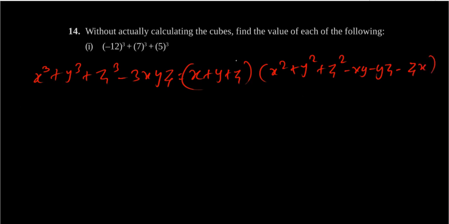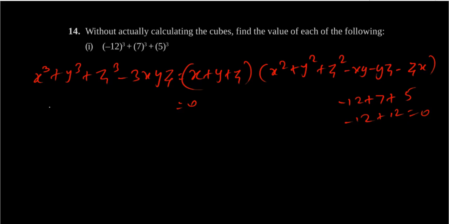So, first we will find out what is x plus y plus z. It is x cube, y cube, z cube. So, x plus y plus z is nothing but minus 12 plus 7 plus 5. Minus 12, 7 plus 5 is 12, so it will become 0. So, x plus y plus z is 0. So, 0 times everything is 0. So, the right hand side is 0. Only the left hand side we have to substitute and evaluate. So, x cube plus y cube plus z cube minus 3xyz equal to 0.